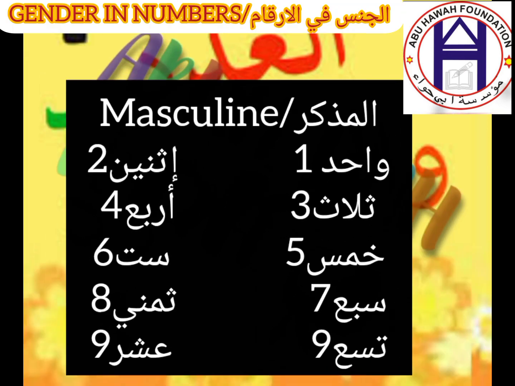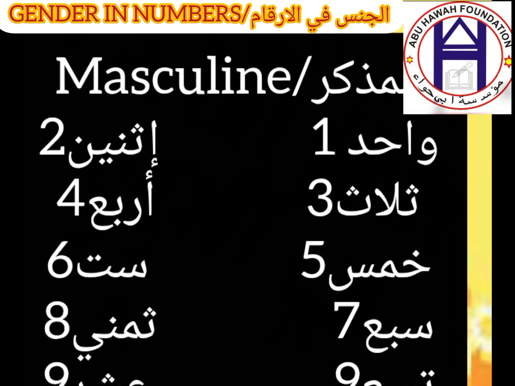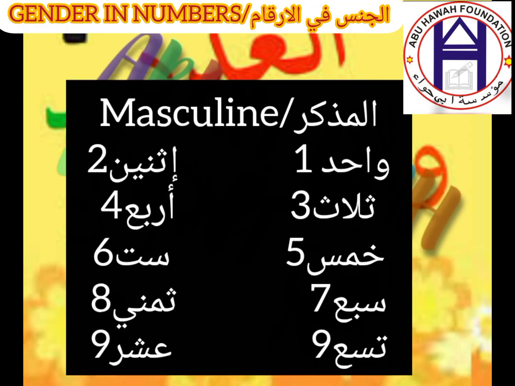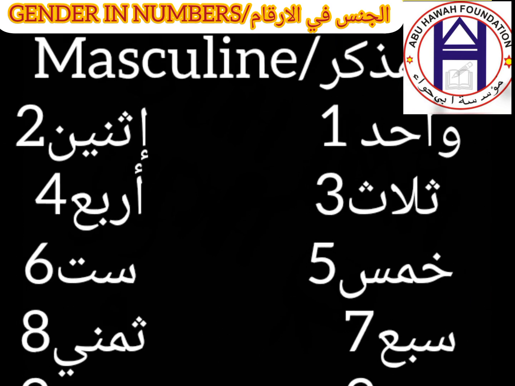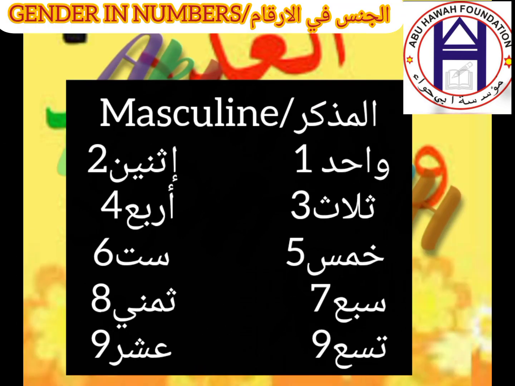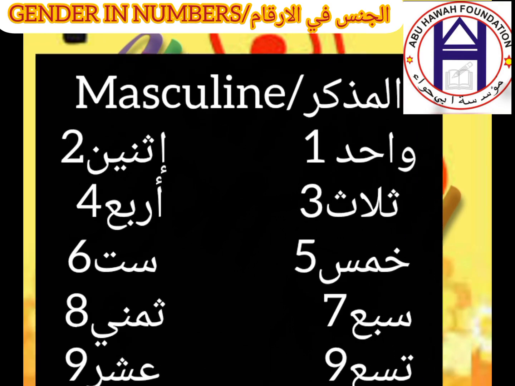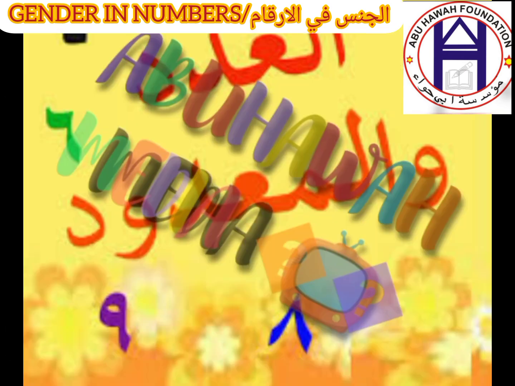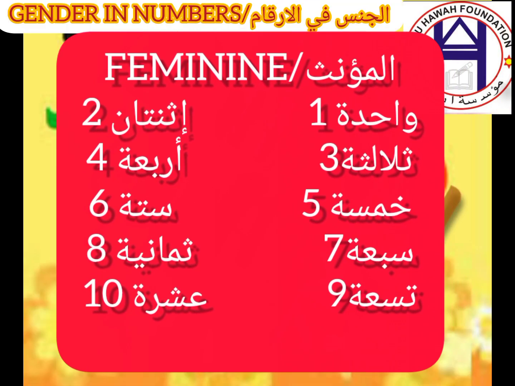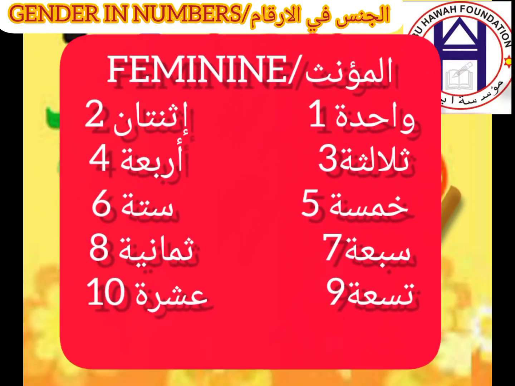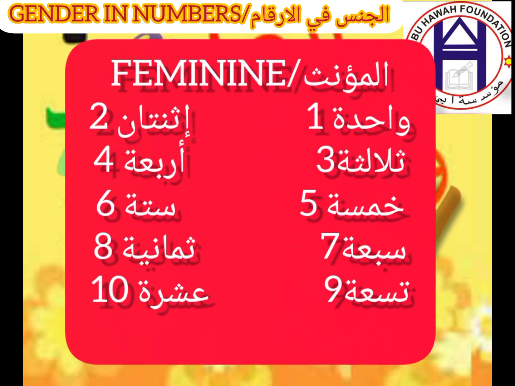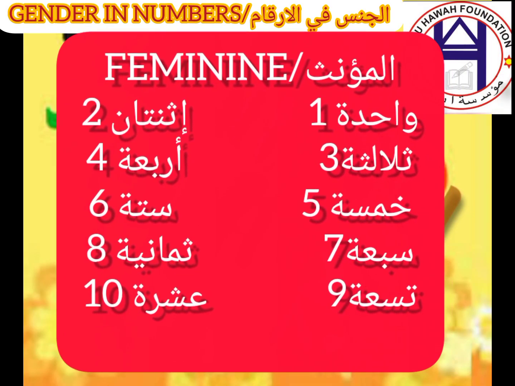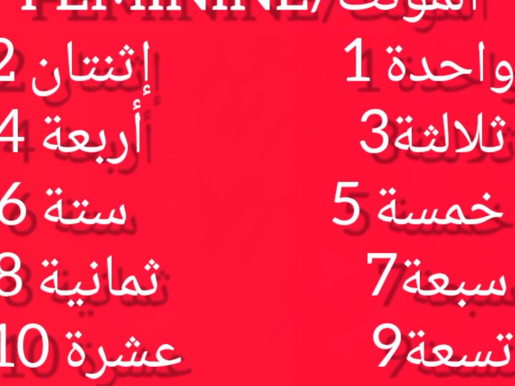Also, there is ithnan, that is muzakkar, thalath, arba', khams, sit, sab', thamani, tis', ashr, while the mu'annath section is the one that ends with ta' marbuta, the enclosed ta, which is thalatha, arba'a, khamsa, sitta, sab'a, thamaniya, tis'a, ashara.